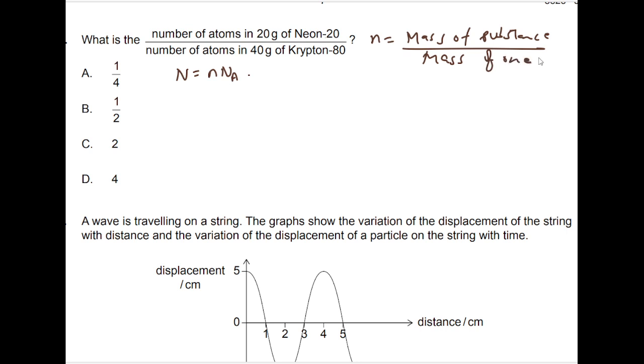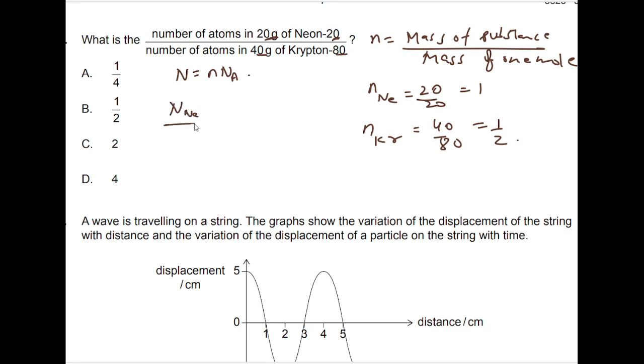So if I have to calculate for neon, mass of substance is given as 20 and mass of 1 mole is 20. So 20 by 20 gives me 1. Similarly, for krypton, it's 40 over 80, which gives me half. So the number of atoms in neon over the number of atoms in krypton is 1 times N_A over half times N_A. Avogadro's constant cancels out, so this gives me 2. So the correct option is C.